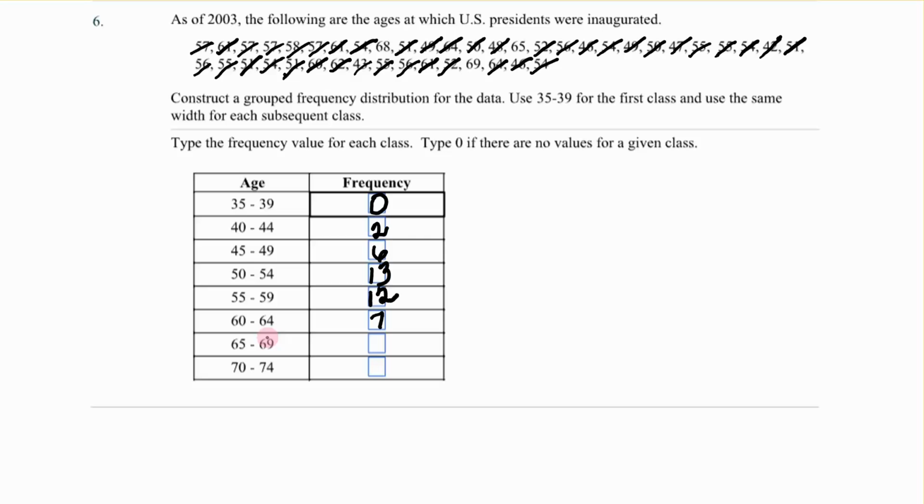65 to 69. All right, how many presidents were inaugurated at that age? There's 1, 2, 3. And how many were inaugurated when they were age 70 to 74? And I don't believe I have anything left. It is 0. I think it's a little bit more challenging to fill in a frequency distribution when it's grouped because you have more to look for and you have to be careful.